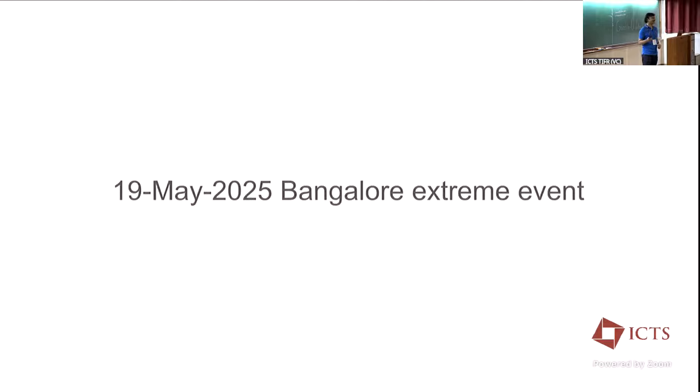Anyways, I'm going to give you a brief idea of how we can look at an event around us, like a heavy precipitation event. I didn't write precipitation, I just wrote extreme event. By seeing the month, you might think it's an extreme heat event, but it's an extreme rainfall event. So I will describe a little bit before going into the analysis.